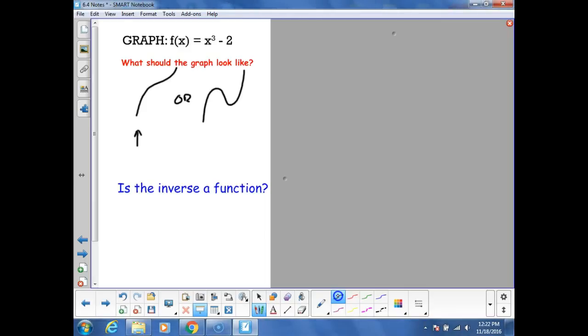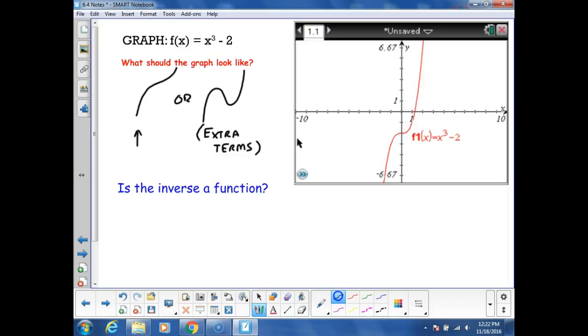If we have a pronounced hump, we have extra terms. Meaning, we'd have a squared term. We'd have an x term in the function. That's what produces that hump, okay? Or that hump and then the valley, too, is those extra terms. This particular function just has x cubed. It doesn't have any other x in it, so it's going to look like that. Okay? And in fact, there it is.